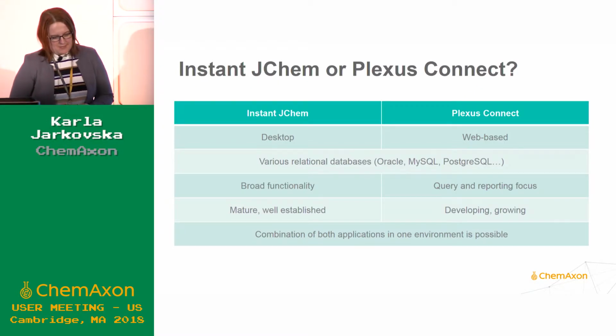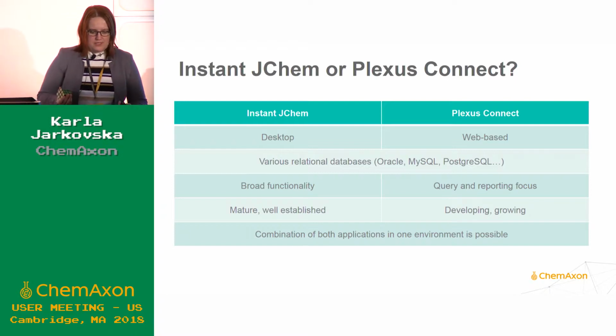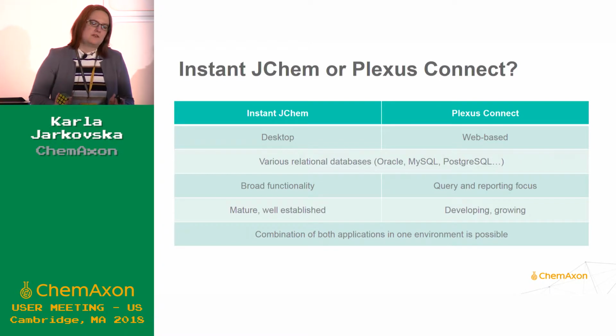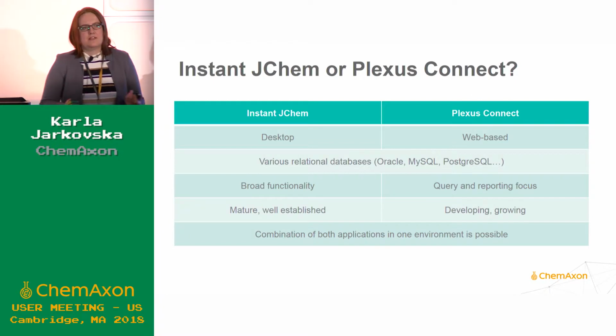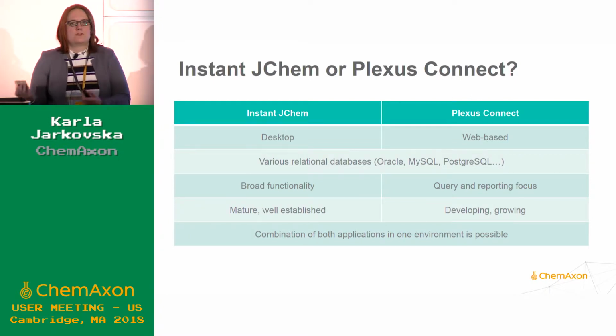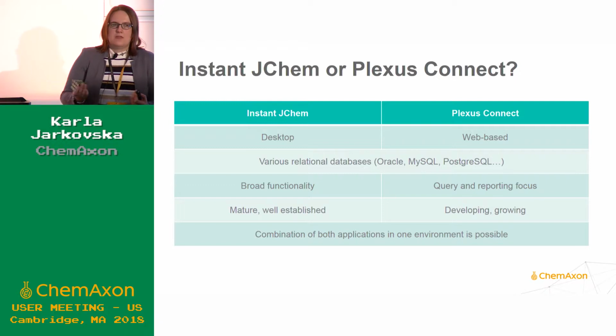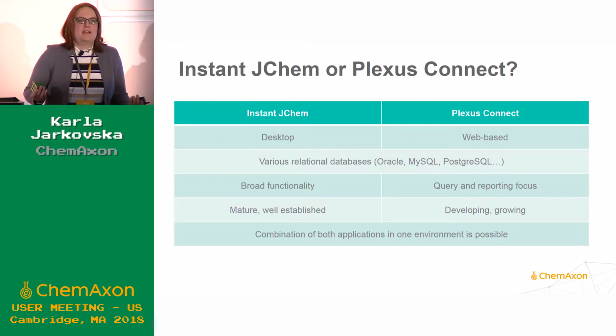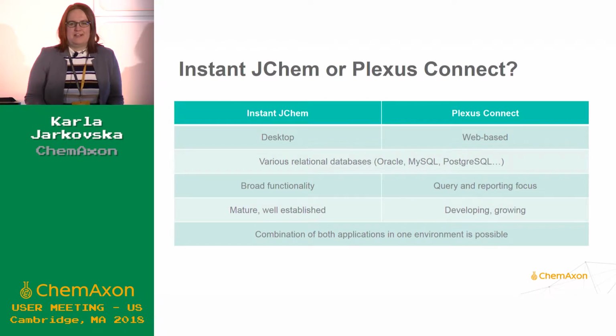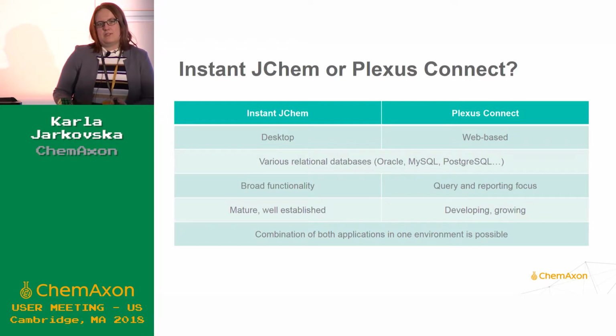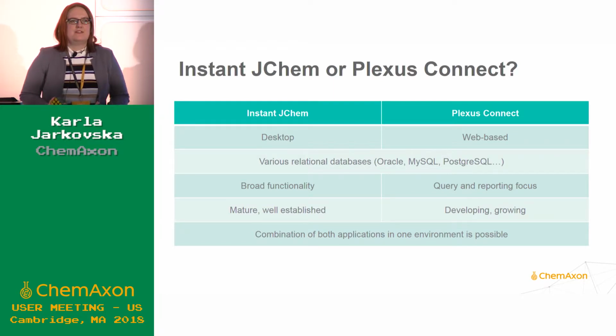I have heard the question, Instant JChem or Plexus Connect, really many times because I'm the product owner of both. And the question is, what should I choose? OK, it depends on the use case. They have something in common, but there are big differences. Instant JChem is a desktop application, while Plexus Connect is web-based. Instant JChem is really, I used to call it the Swiss Army knife, a complete toolbox. Plexus Connect is just a query and reporting tool. But the big advantage I see is they can coexist in the same environment.